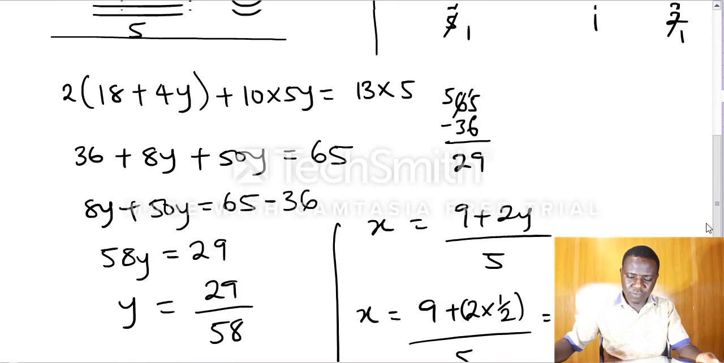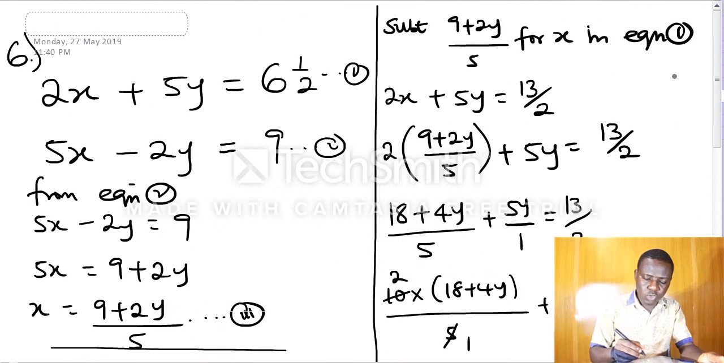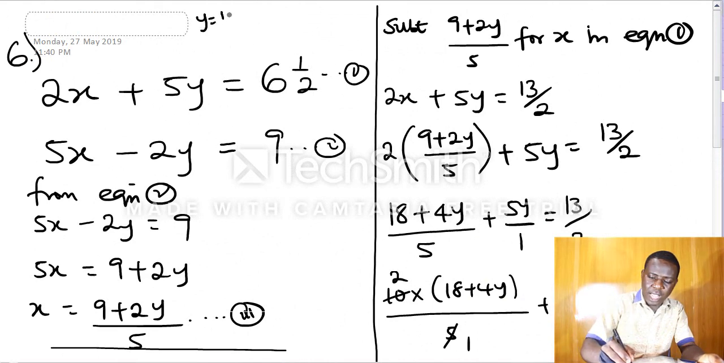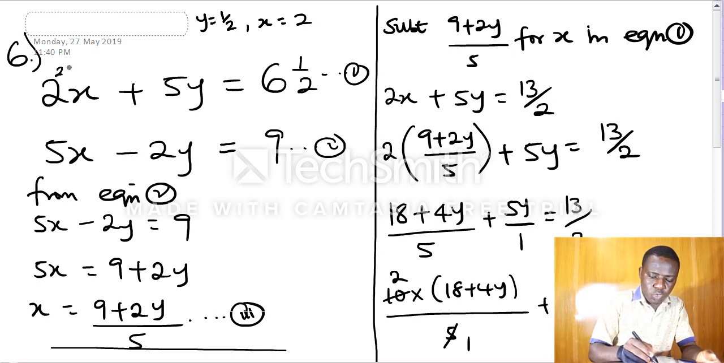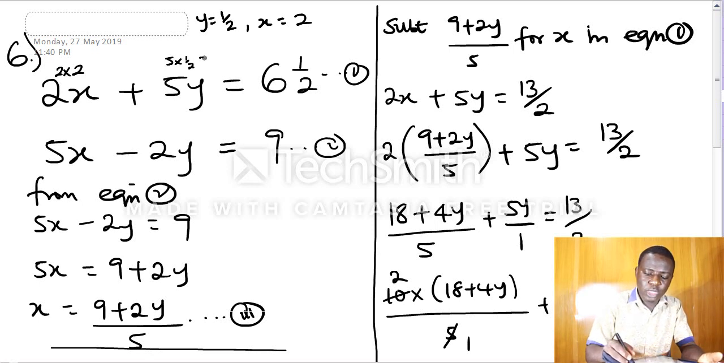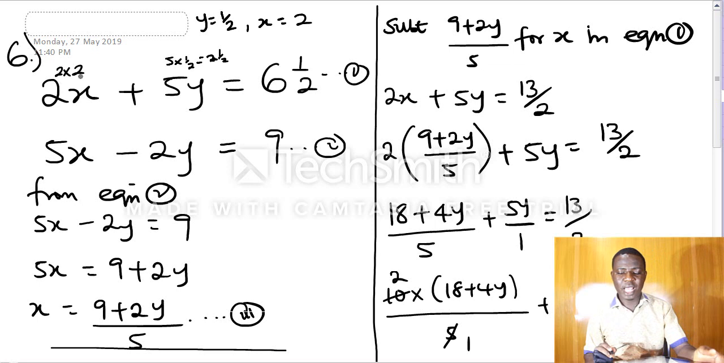So let's substitute these values to see if our equations will be right. We said y is half when x is 2. So this becomes 2 times x, which is 2, while this is 5 times half, and 5 times half is 2 and a half. Okay, so 2 times 2 is 4. 4 plus 2 and a half is 6 and a half. It therefore means that equation 1 is right.